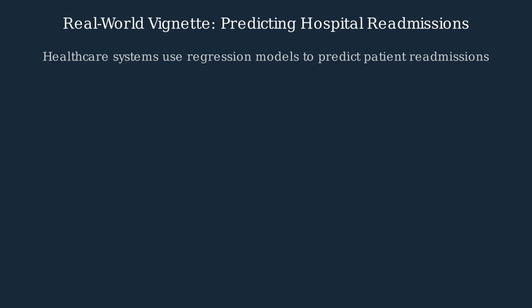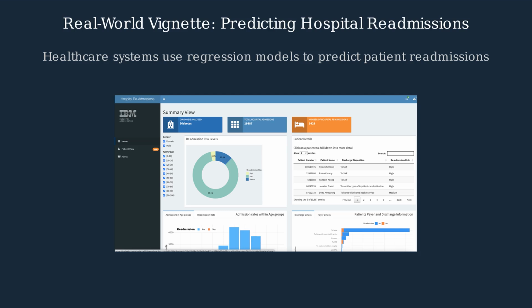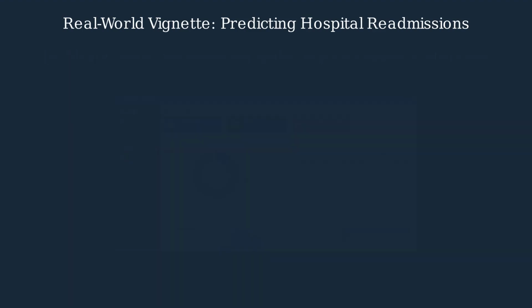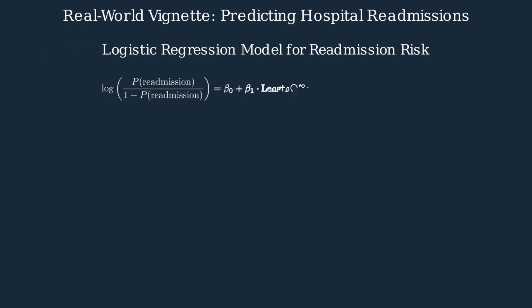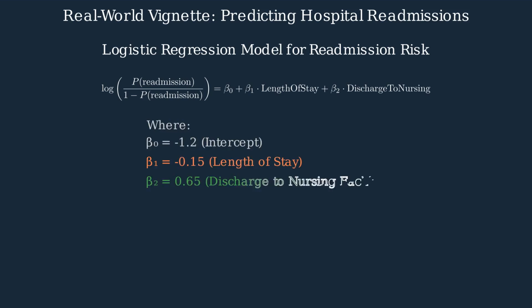Let's explore how regression models help predict hospital readmissions in real-world healthcare settings. Many hospitals track readmission rates as a key quality metric, especially for conditions like diabetes. Our logistic regression model predicts hospital readmissions based on two key factors: length of stay and discharge disposition. The model coefficients reveal the direction and magnitude of each factor's influence.